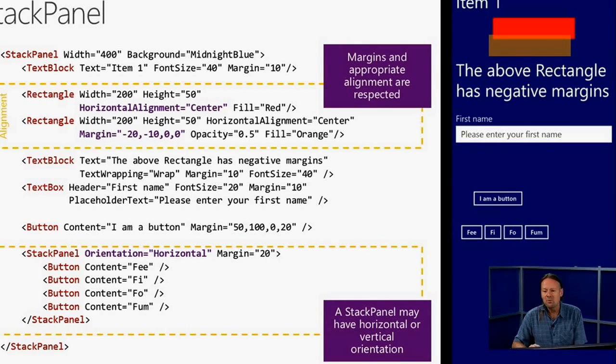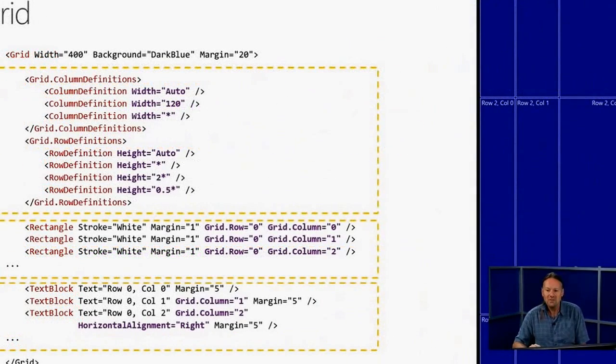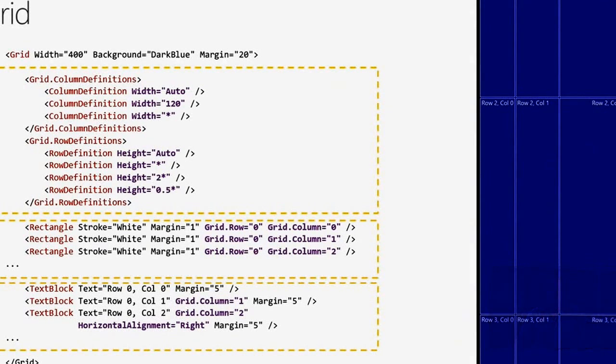And then you can see the bottom one has a stack panel orientation of horizontal, where we've just got 4 buttons, fee, fi, fo, fum, and unsurprisingly, it just stacks them, positions them horizontally. That margin equals 20 puts a margin between every element inside it. So you can see examples of how that works. Grid is much more complicated.